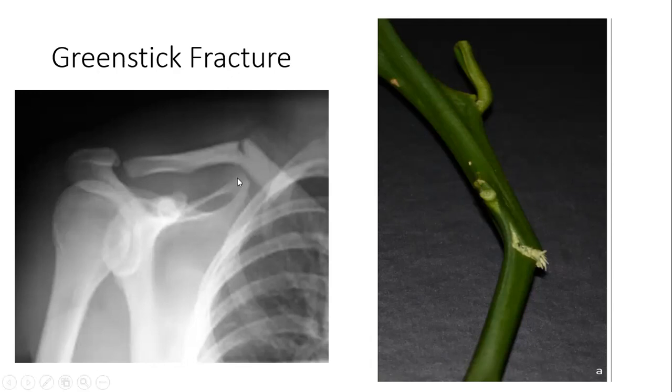The clavicle of infants and children of younger ages is usually soft since it is still in the developmental process. So this softness is responsible for greenstick fracture.